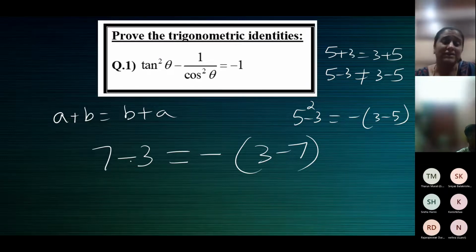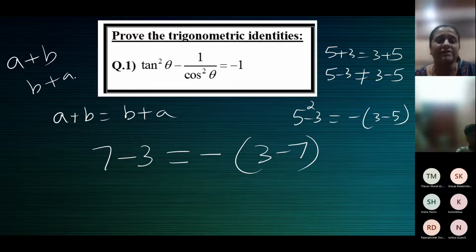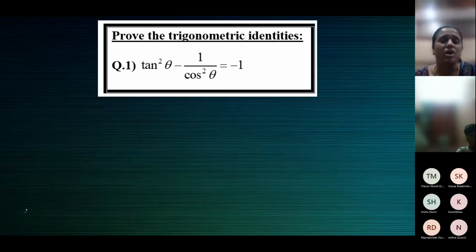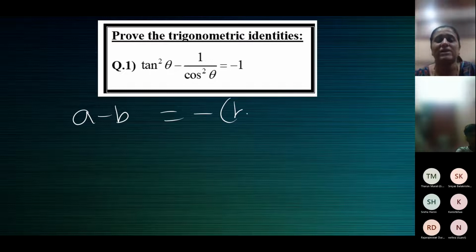But A plus B is equal to B plus A. If you want to write A plus B as B plus A, you can, because they are the same. A plus B and B plus A, both are the same. But A minus B and B minus A are not the same. But if you want to write A minus B as B minus A, you must write A minus B as minus of B minus A.